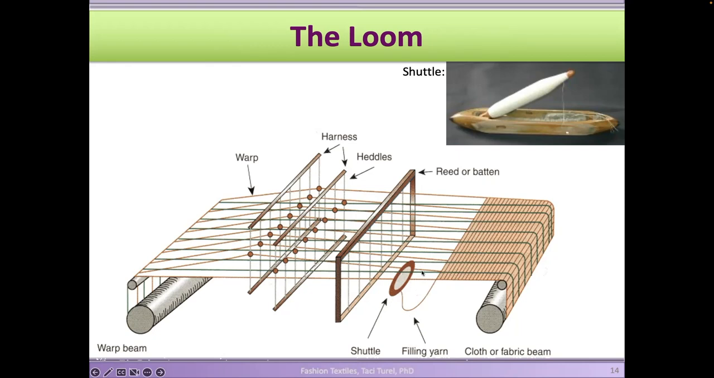To make it easier to make that kind of pattern, what you can do is your harnesses can help you pull up every other warp yarn. So by pulling the harness up and pulling this one down, you are creating an opening here for your shuttle to go across. And every time the shuttle goes across, your fabric is being woven. So this beam will start picking up or turning slightly to wrap the woven fabric on itself. And as you keep moving, this beam is releasing warp yarn, this beam is taking up the fabric, and you have your finished fabric here.